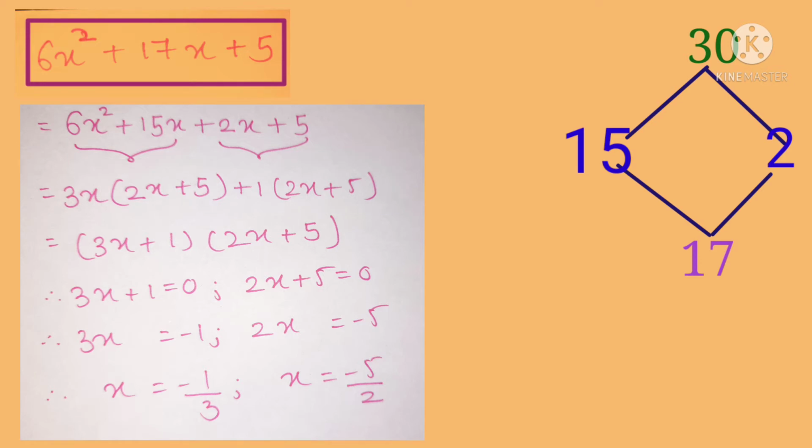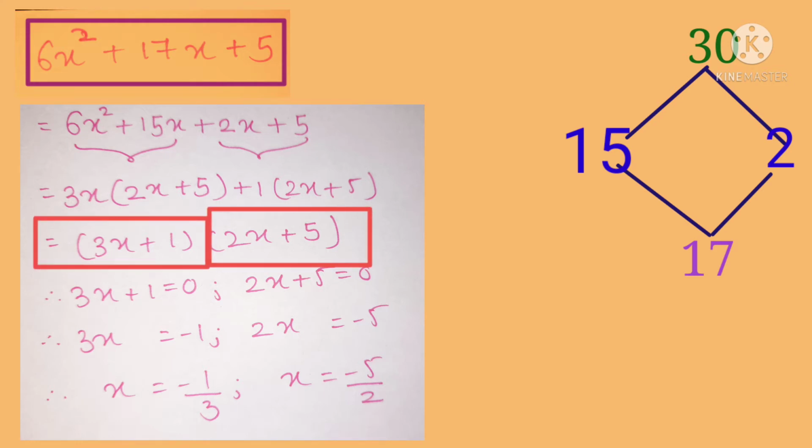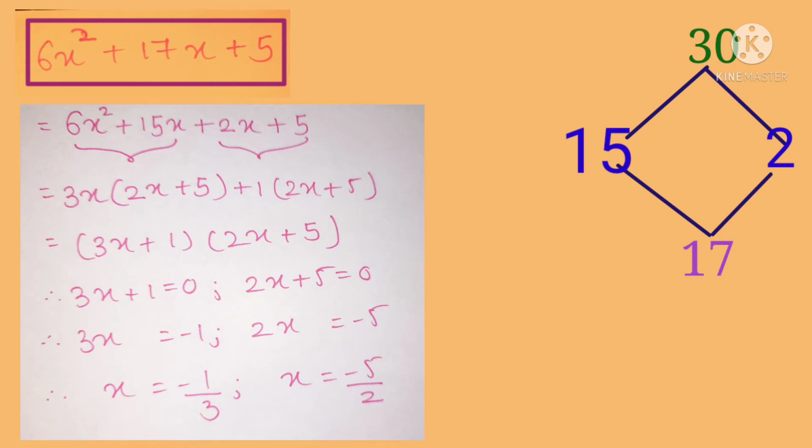So afterwards we take the common terms, that is nothing but 3x plus 1 as one term and 2x plus 5 as the other term. So 3x plus 1 is equal to 0 and 2x plus 5 is equal to 0. So it is nothing but a linear polynomial in which we can find the value of x. We will be getting minus 1 by 3 and minus 5 by 2.